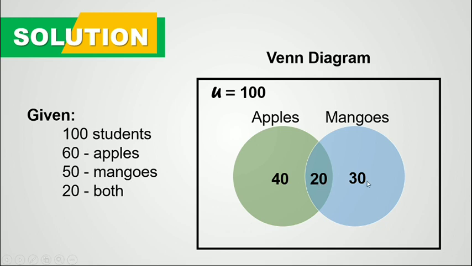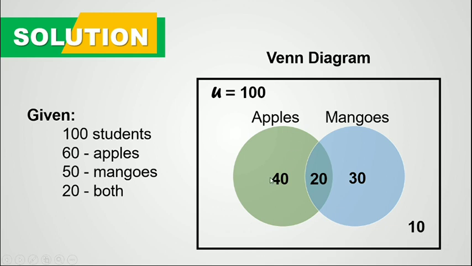that's 90. So we're still short of 10 since 100 were the students who were interviewed. So the 10 students will be placed outside of the two circles. So we can write it here or there, depending on your preference. So 40 plus 20 is 60, plus 30 is 90, plus 10 is 100. So 10, because if we add them all, this is equivalent to 90. So 100 minus 90 is 10.